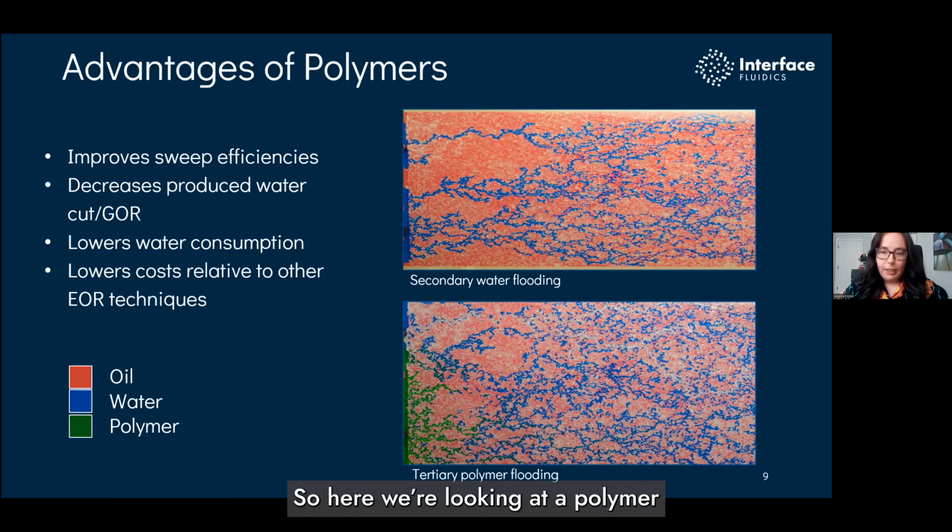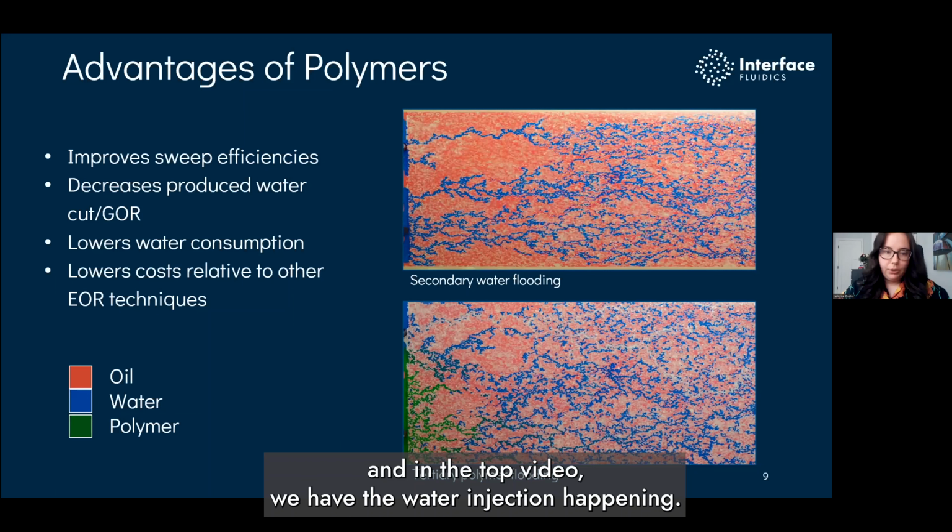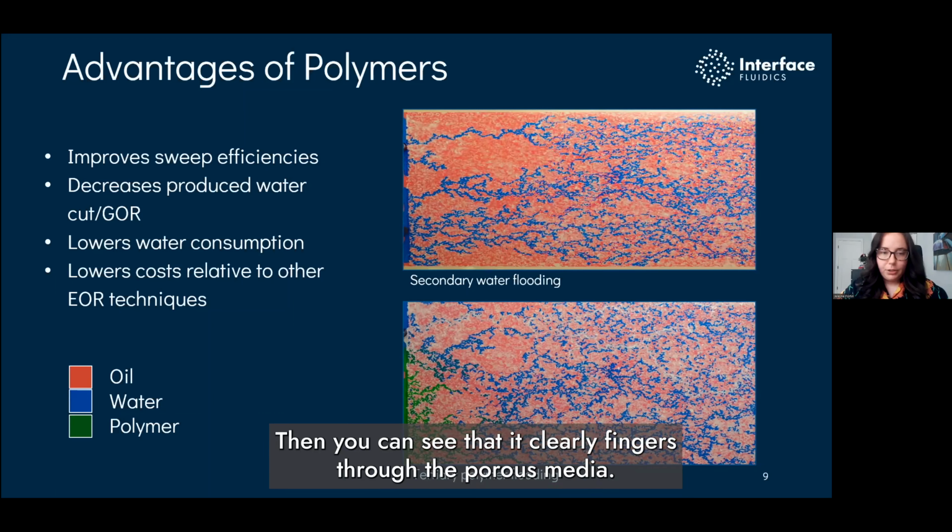Here we're looking at a polymer flood test that we run in our laboratory. In the first video, the red color is oil, and in the top video we have a water injection happening. You can see that it clearly fingers through the porous media.